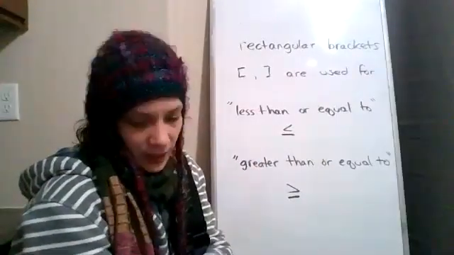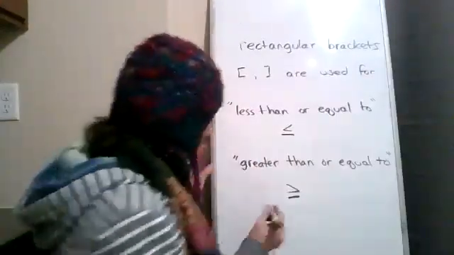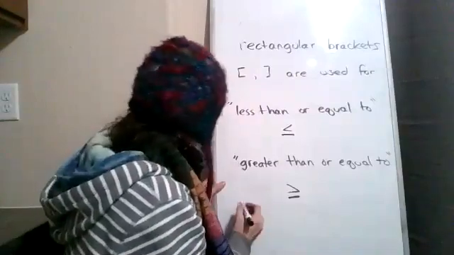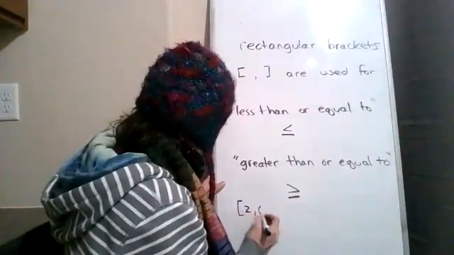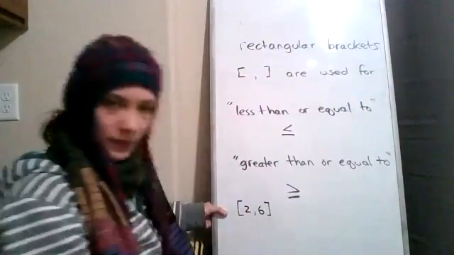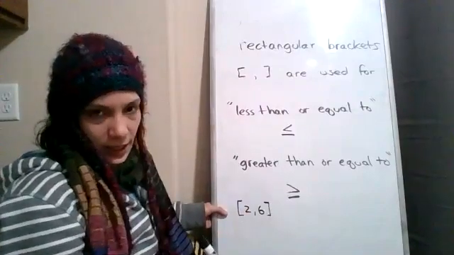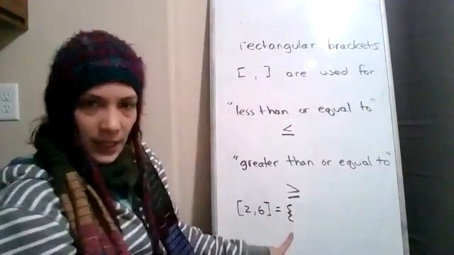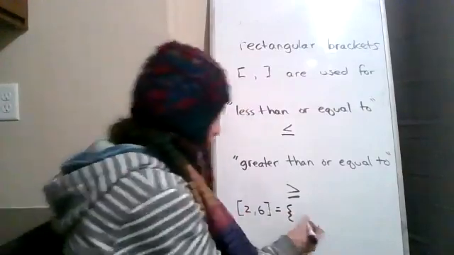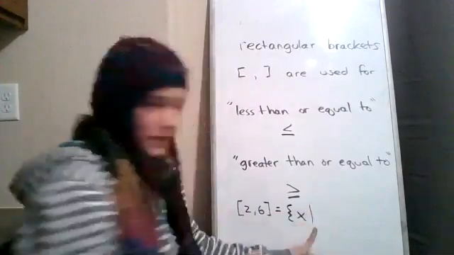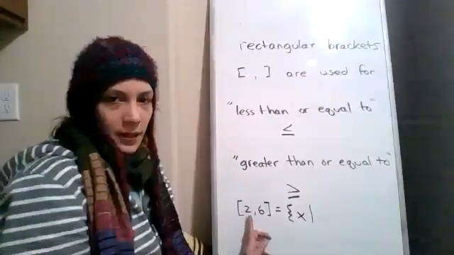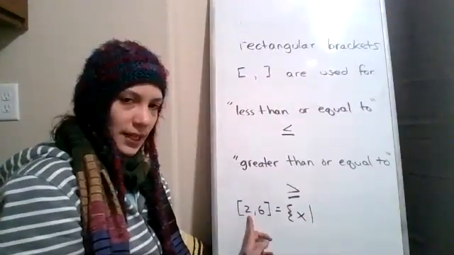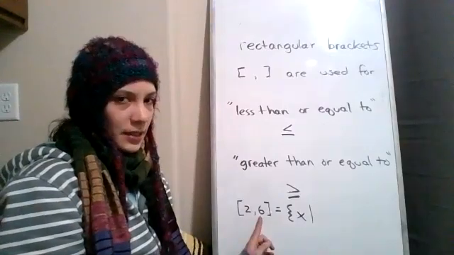I'm going to put an example right here. So we'll have this set. It equals the set of values x such that 2 is less than or equal to x and x is less than or equal to 6.